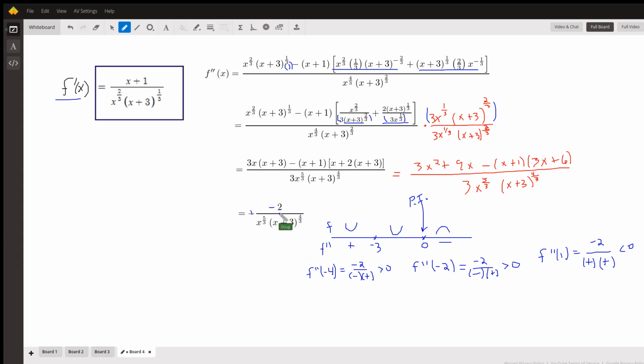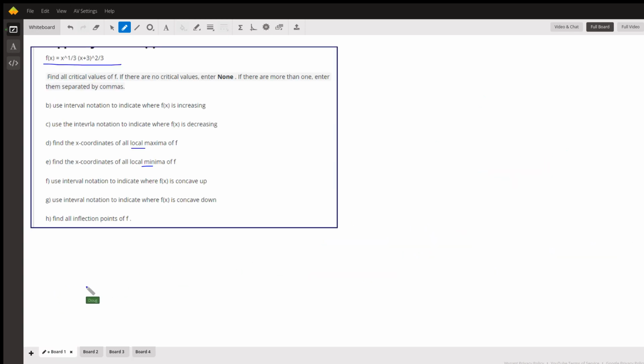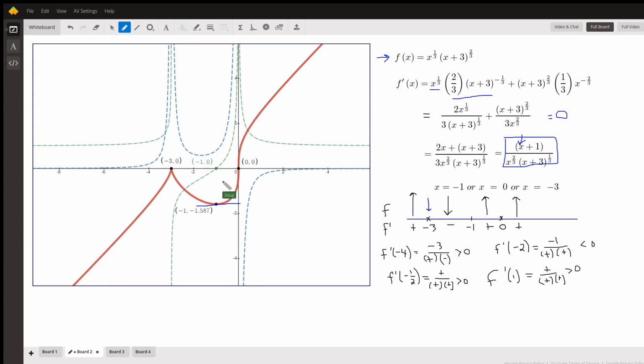This never equals 0, but it's undefined at 0 and negative 3, so we can test in each interval. It looks like the concavity changes at 0 from up to down, and that's what the graph actually looks like. It looks like we were concave up here, but then at 0, went to concave down.